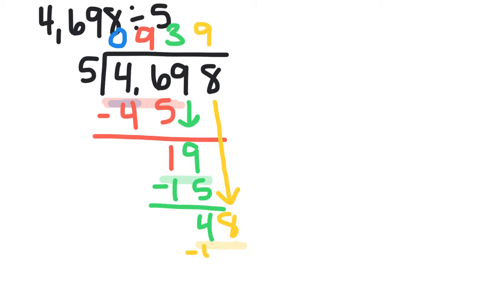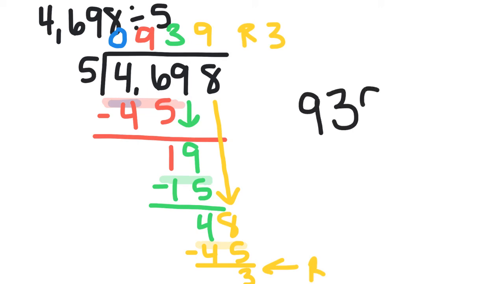9 5s is 45. So I will subtract 48 minus 45 is 3. If I look back up here at the top, there are no more digits left to bring down. So that means that this 3 right here that I just got must be my remainder. So my answer is 939 with a remainder of 3. I'm going to write that nice and big. 939 with a remainder of 3.